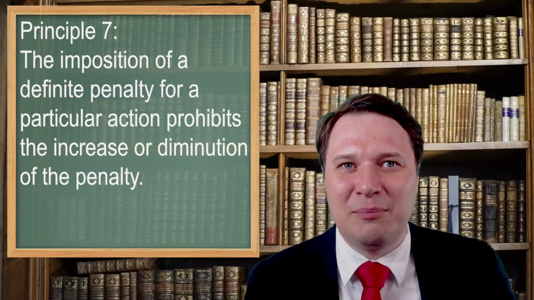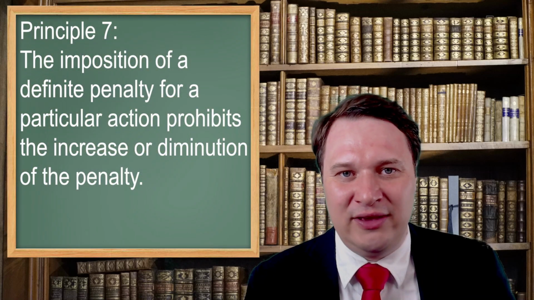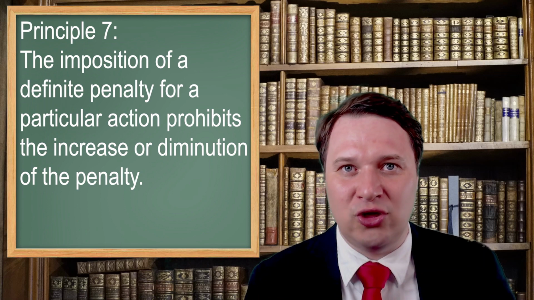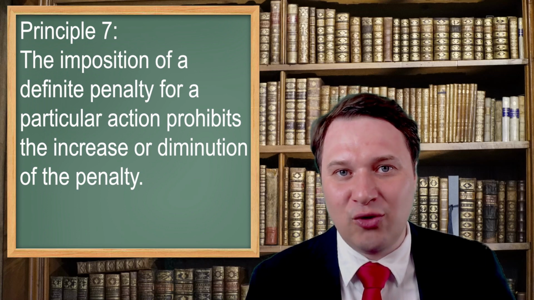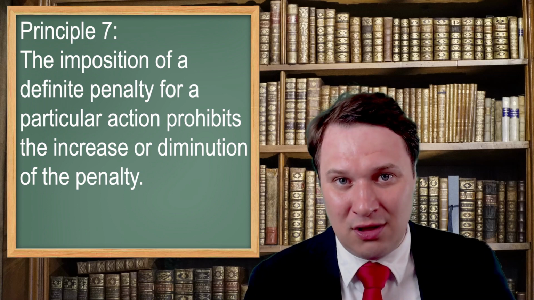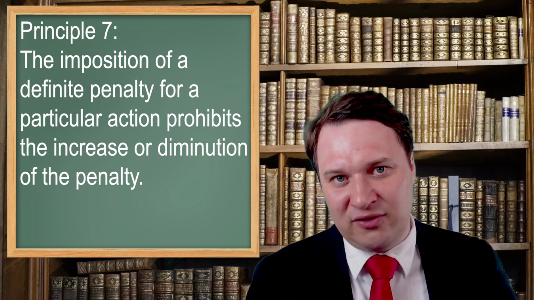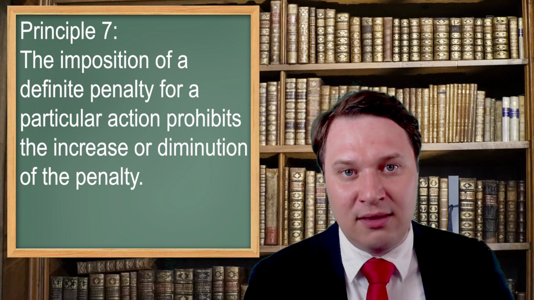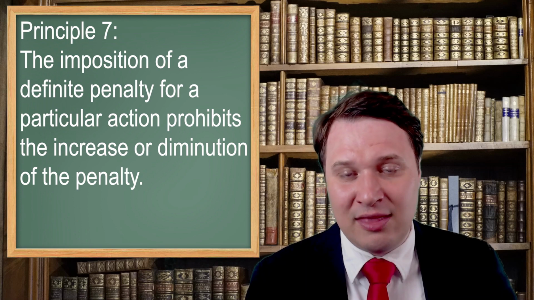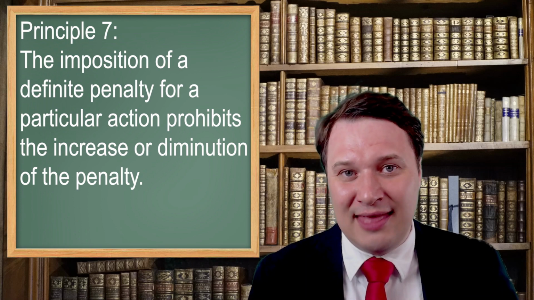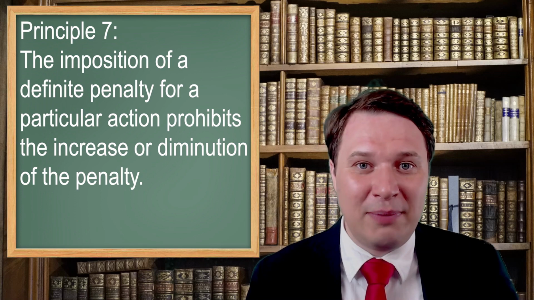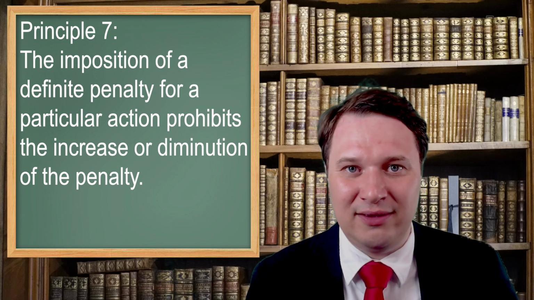The 7th principle of bylaw interpretation talks about imposing penalties on members. So let's see what it says. The imposition of a definite penalty for a particular action prohibits the increase or diminution of the penalty. So what that means is if the bylaws spell out that if a member does X and the penalty is Y, then you cannot increase the penalty or decrease the penalty.